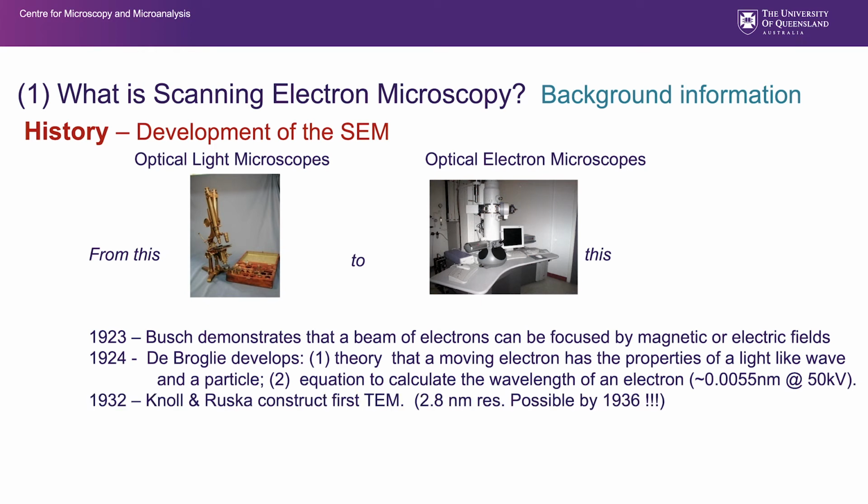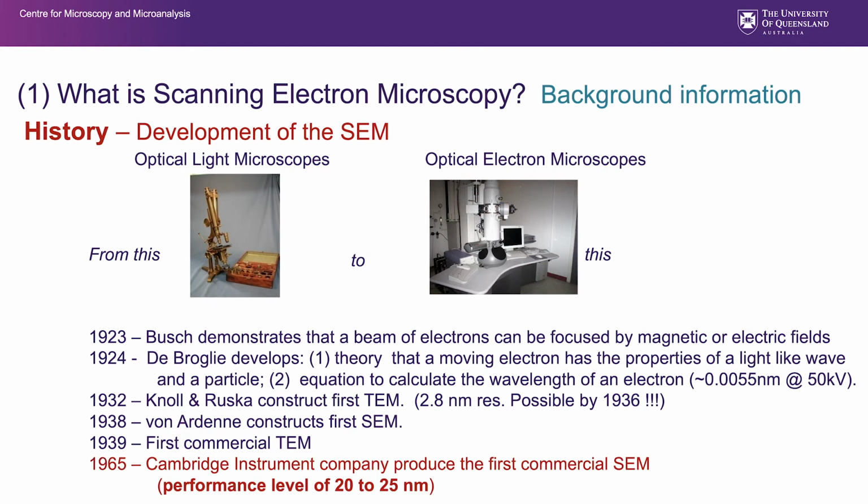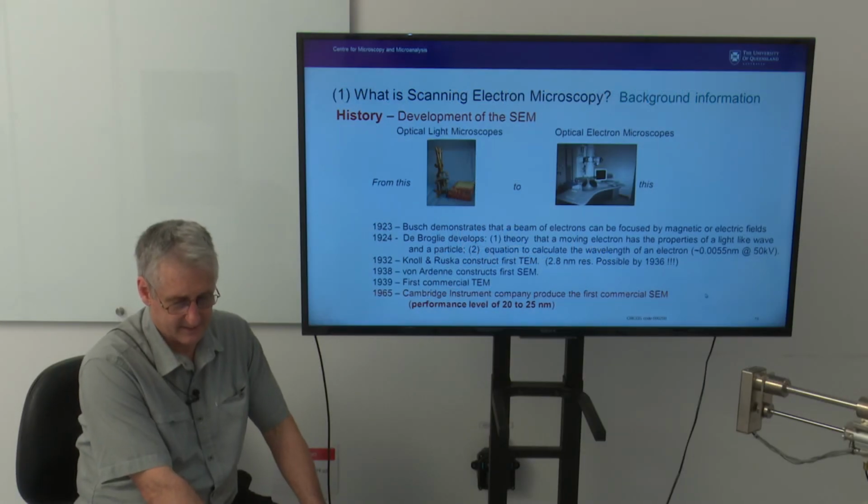By 1932, Knoll and Ruska constructed the first TEM, 2.8 nanometer resolution. It took a little while longer to develop scanning electron microscopes. The reason I understand for this is that the scanning pattern that we use, the rastering that we use to achieve imaging in an SEM, was tried on a TEM, but the technology wasn't able to be developed. So it wasn't until 1938 that they were able to construct an SEM. The first commercial TEM became available in 1939, and in 1965 the Cambridge Instrument Company in the UK produced the first commercial SEM, and that was a resolution of about 20 to 25 nanometers, really where we use a lot of SEMs even these days routinely.